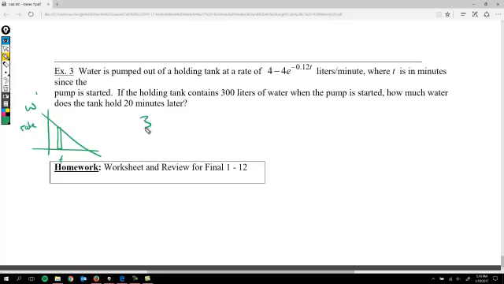All I've got to do is start with my initial amount. I started with 300. I need to subtract my integral from 0 to 20, because that will tell me how much water pumped out between 0 and 20 minutes, of my rate with respect to time. And we end up getting 250.309 liters of water. That's it for this short application part.